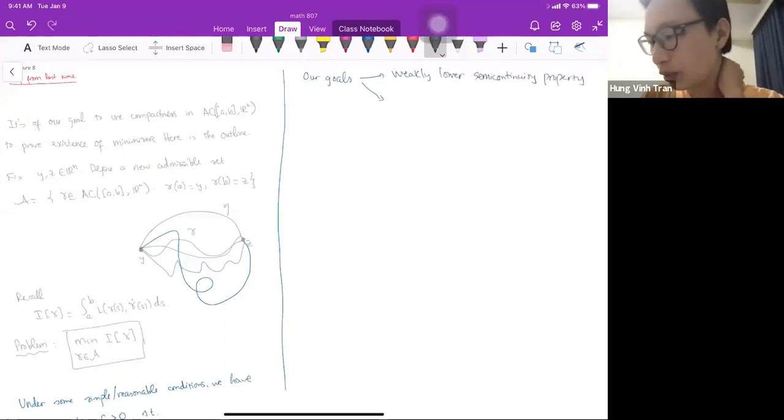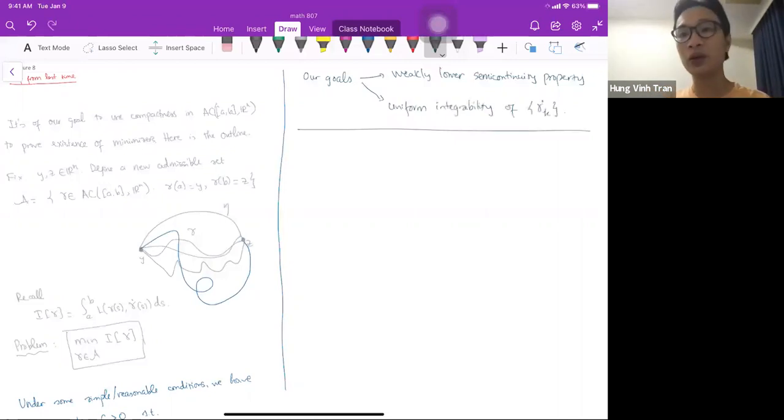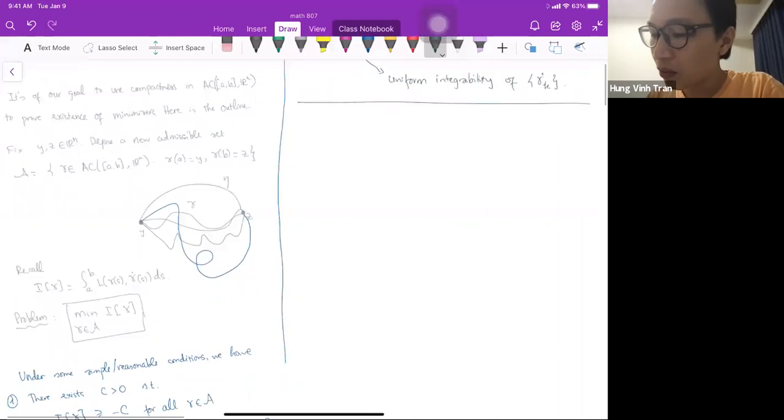Also, just a quick question, I'm skipping first the point about the uniform integrability of gamma k dot. So we're going to need to revisit that. That's going to be quick. Anyhow, that's the goal. So I recall quite quickly the strategy and the setting here.